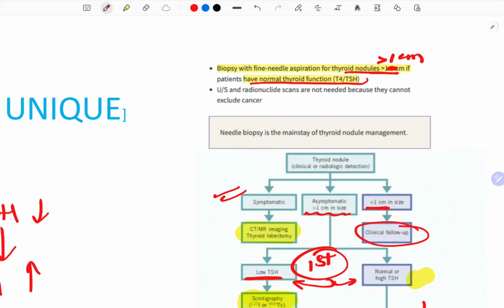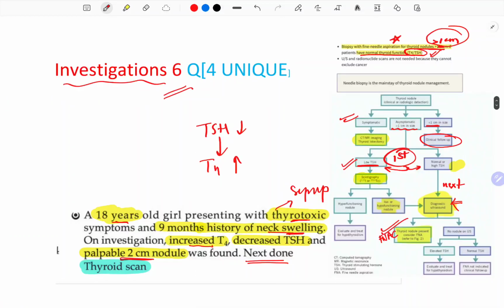If the patient has a normal TSH, see, I told you if a patient has low TSH, we'll go for the nuclear scanning. But in case the nodule is more than 1 centimeter and the thyroid functions are normal, we will always go for the FNAC if ultrasound has not been done. So the answer of this question would have been thyroid scan.